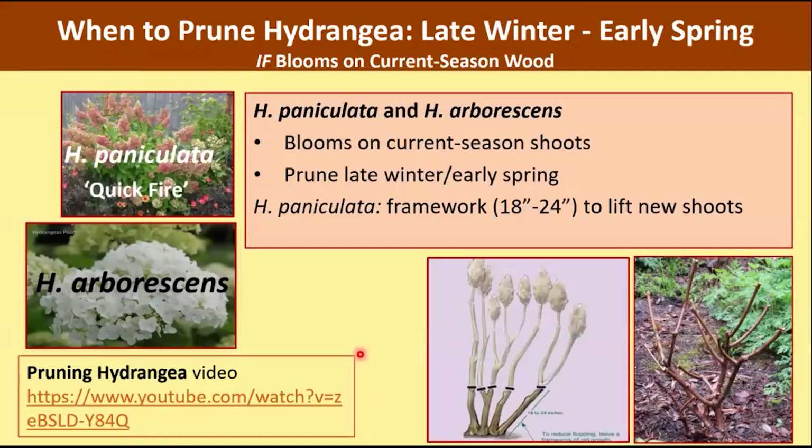But there are 2 types of hydrangeas that should be pruned differently, and they are the arborescens, with white ball-shaped flowers, and paniculatas, which have panicle-shaped flowers. These bloom on current season shoots, so they should be pruned in late winter, early spring as growth begins. With the paniculatas, I think it's a good idea to develop a framework to support and lift the flowers. This is the framework I developed for my paniculata.